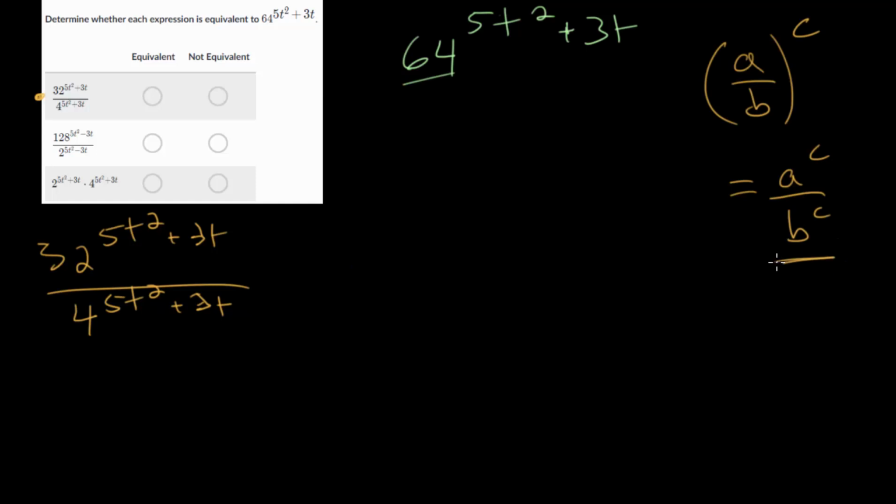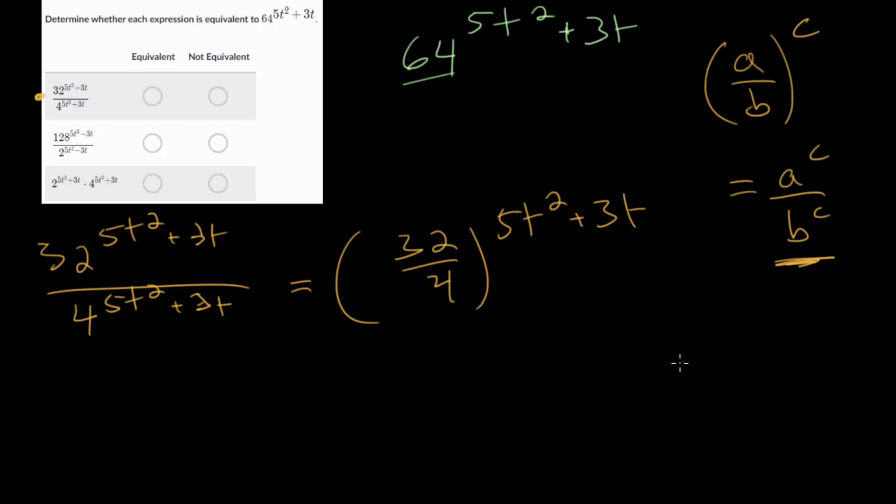So we're essentially starting from here and we want to go backwards. Since we have division and they're different bases, but they're raised to the same exponent, we can apply this and rewrite it just as a quotient of the two bases. So we have 32 over 4 raised to the 5t squared plus 3t. And 32 over 4 we can simplify, that's just 8 to the 5t squared plus 3t. Well, we have 64 to the 5t squared plus 3t, not 8. So this one is not correct.